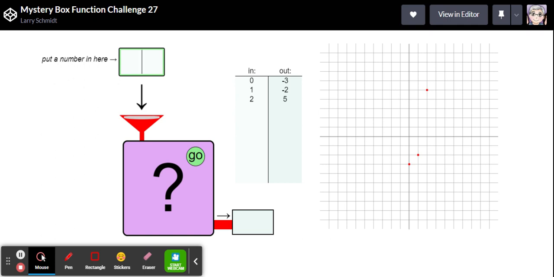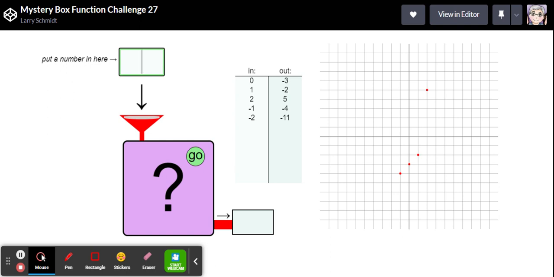So let's see if this has some symmetry across the y-axis. I'm going to put in a -1. Oh, it doesn't. Okay. So -1 gives us a -4. What do you think so far? Are you confused about this? Do you have any hunches? Let's try a -2. Wow, and a -2 gives us a -11.